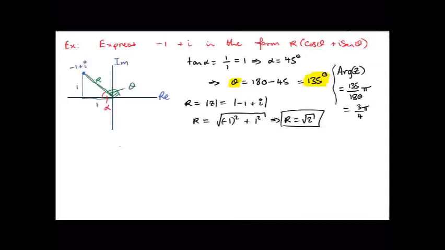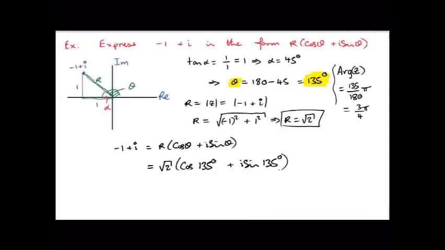So that means that minus 1 plus i, written in the form r into cos theta plus i sine theta, is root 2 into cos 135 plus i sine 135. Is that totally clear with everybody? So it's a really, really simple job to do. There's nothing at all to it.